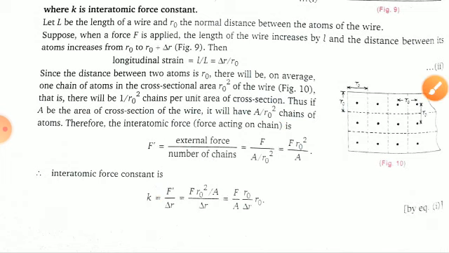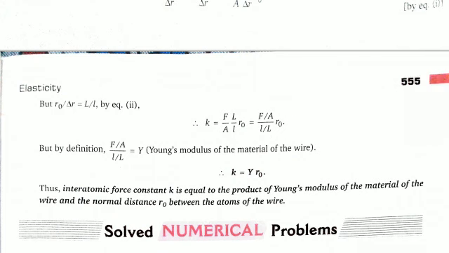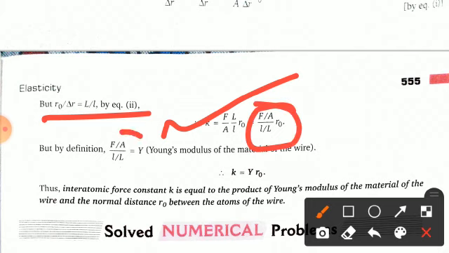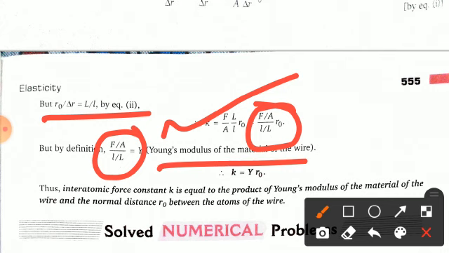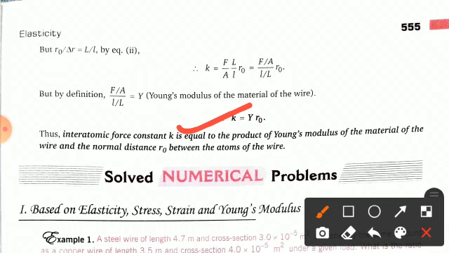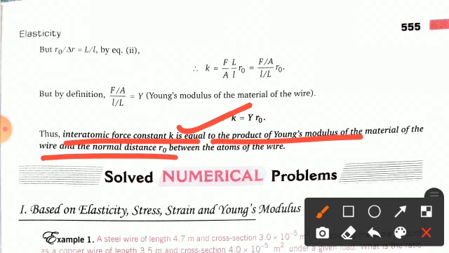This is this much. But you know very well that delta r by r naught equals delta L by L. So putting this value in equation 2, finally the interatomic force constant comes out to be this. But force by area over strain, that is stress over strain, is the Young modulus of elasticity of the metal of the wire, so we can write k equals Y times r naught. So the interatomic force constant k is equal to the product of the Young modulus of the material of the wire and the normal distance r naught between the atoms of the wire.